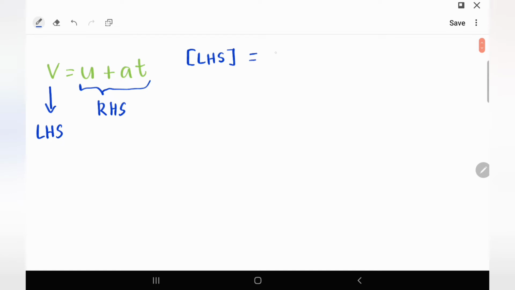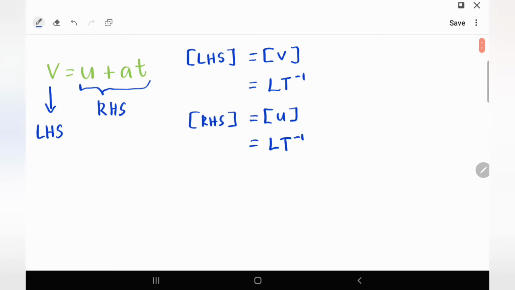equals the dimension of v, which is velocity. So the dimension of velocity is LT to the power of negative 1. Okay, and then we just turn to the right hand side. At the right hand side, we have two different parameters, the first one is u. So u represents initial velocity. So its dimension is still the same, which is LT to the power of negative 1. At the same time, at the right hand side, we have other parameters here, which are a and t.